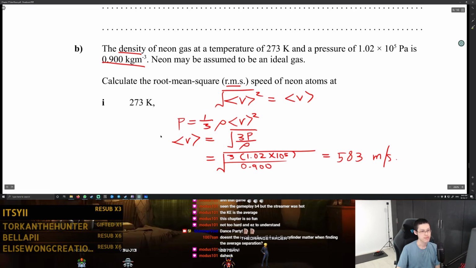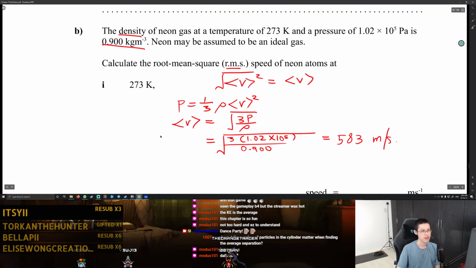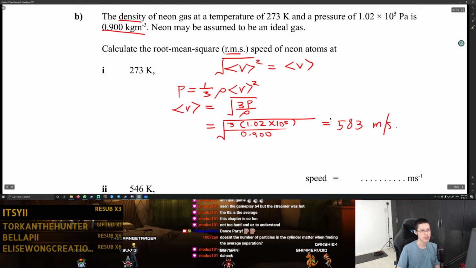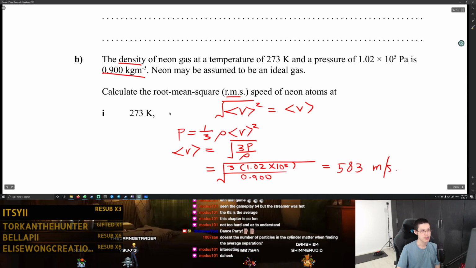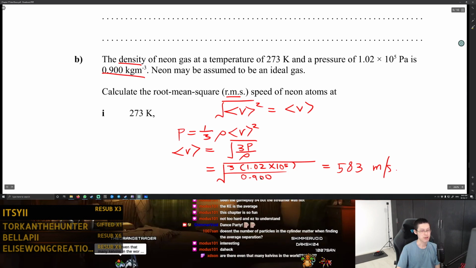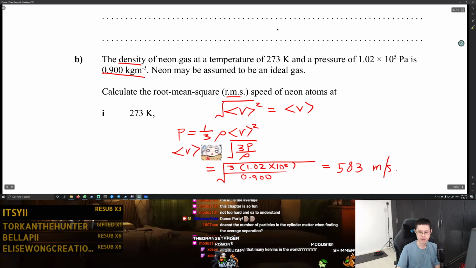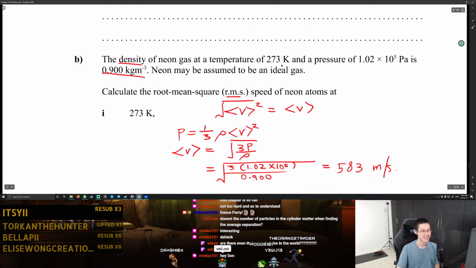Well, you might be saying, oh, wait a minute, this one doesn't seem to have temperature in it, so shouldn't it just be the same? No, because these values here are only for neon gas at this specific temperature.